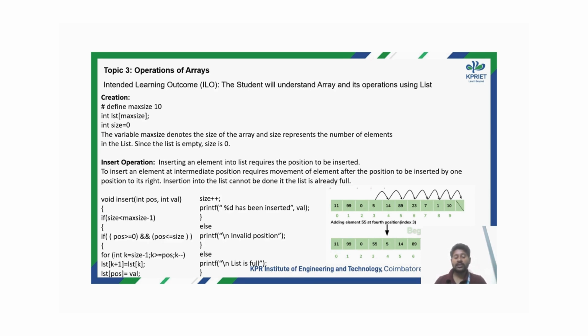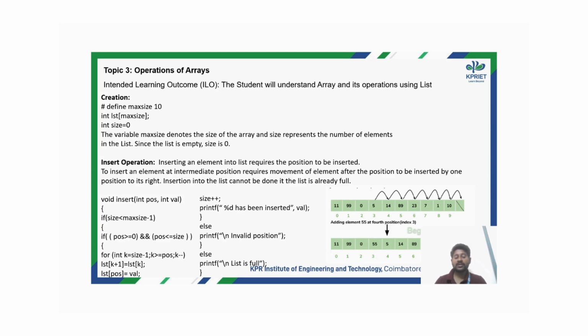So int k is equal to size minus 1. Size is 5, I told. So int k is equal to size minus 1 is 4. Now k equals 4, and we are checking whether k is greater than or equal to position, yes, and k minus minus. So what happens now?